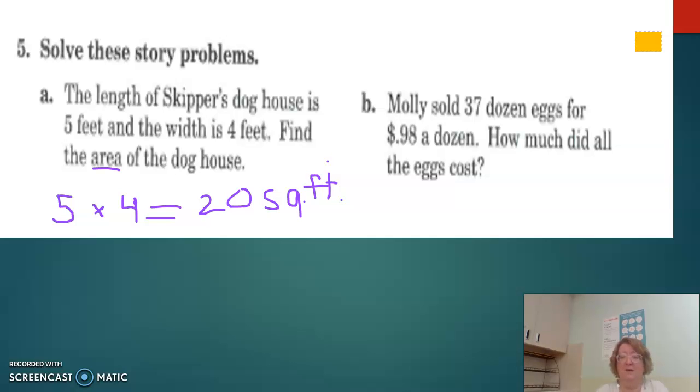Okay, story problem B. Molly sold 37 dozen eggs for 98 cents a dozen. How much did all the eggs cost? So if you were going to go to Molly and buy all of her eggs, what process would you use to do that? Correct. We would multiply. So either in your book or on your whiteboard, multiply 37 times 0.98. All right, you should have completed all of that work for that particular story problem, and your answer total should have come out to be $36.26.